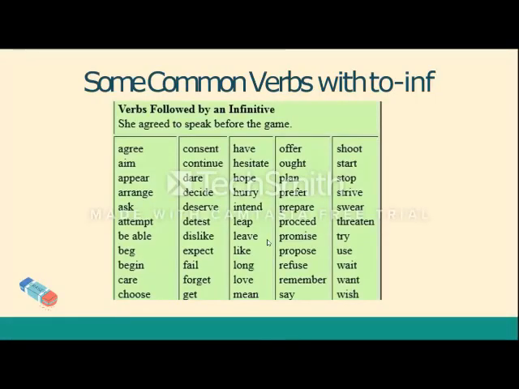Okay, there are some common verbs followed by to infinitive. For example, agree, as in a sentence like she agreed to speak before the game. Or we have the word like decide. She decided to go home earlier. Or we have the word try. I try to understand the material. Okay, so these are some common verbs. You can add to them later.